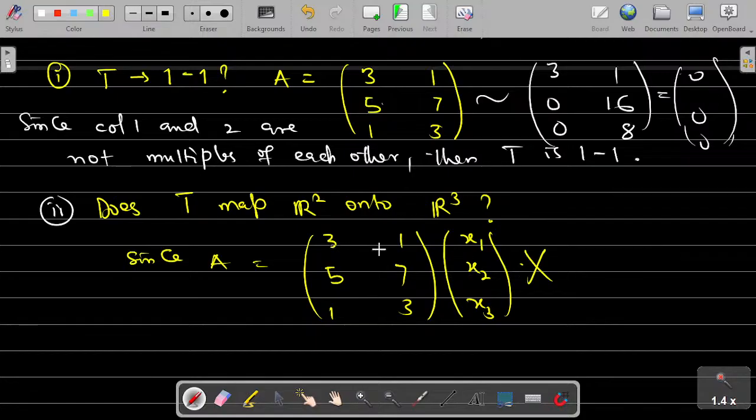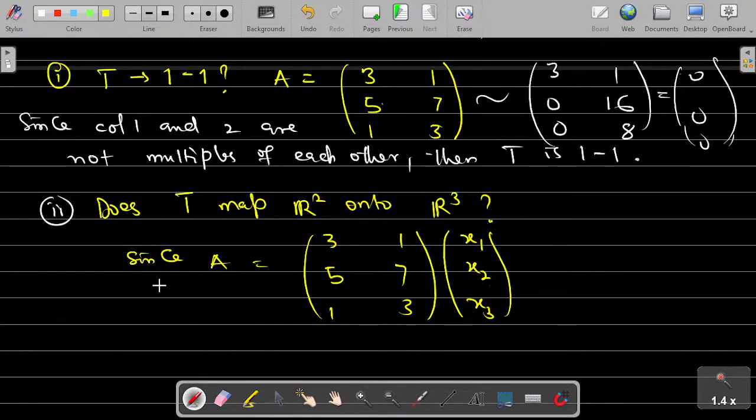So 3 will multiply with x1, 1 will multiply with x2, so what then should multiply with x3? Okay, so you can see that this thing will not work. That means it is not mapping R2 to R3. That mapping is not going to be possible.